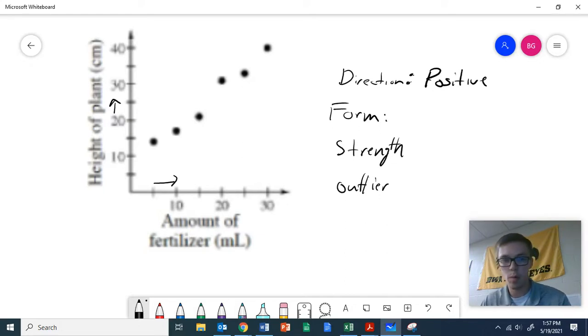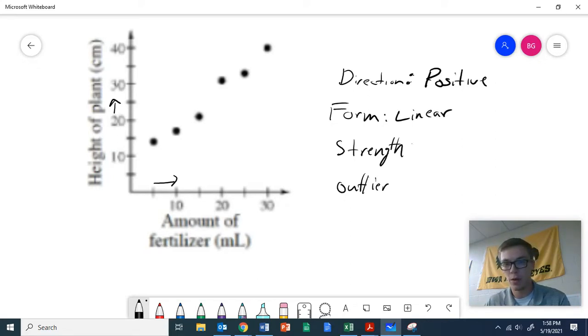What do you think the form is going to be? If you were to try and draw a straight line through this, okay, this one looks pretty linear. If it's going to be non-linear, it's going to be very obvious. Our form is pretty close to linear, so I'm going to go with linear here. It's going to be closer to linear than anything else.